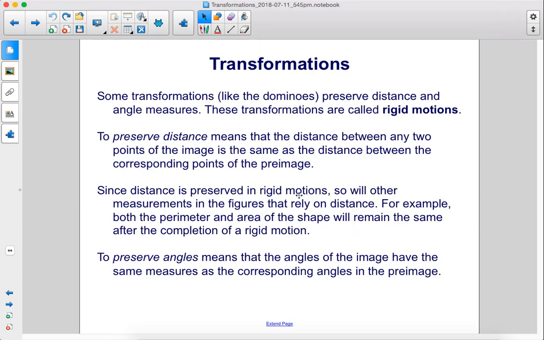Some transformations, like the dominoes, preserve distance and angle measures. These transformations are called rigid motions. To preserve distance means that the distance between any 2 points of the image is the same as the distance between the corresponding points of the preimage. Since distance is preserved in rigid motions, so will other measurements in the figures that rely on distance. For example, both the perimeter and area of the shape will remain the same after the completion of a rigid motion. To preserve angles means that the angles of the image have the same measures as the corresponding angles in the preimage.